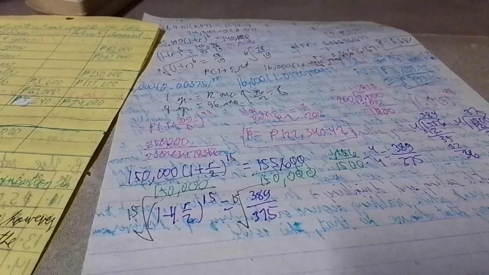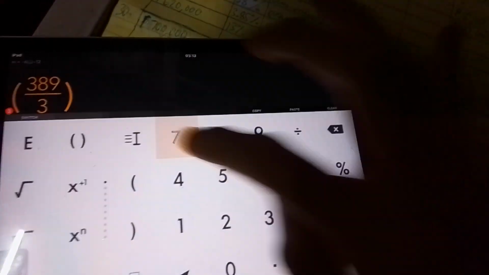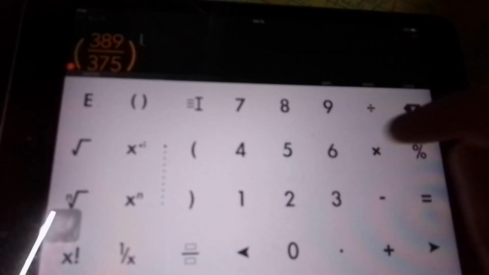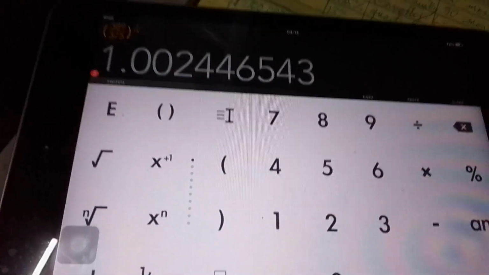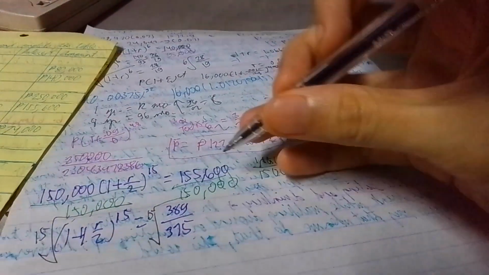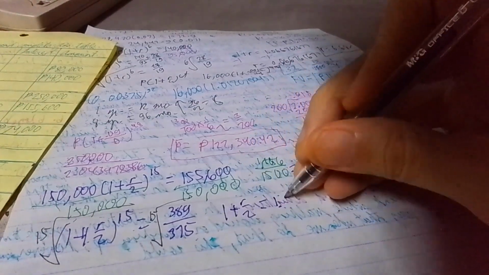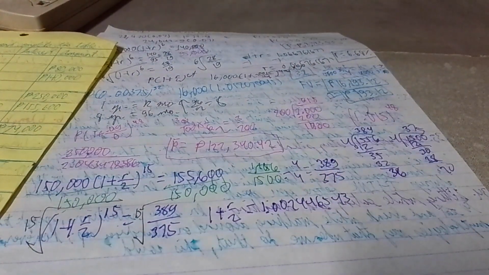Pero let's say, just what I said, if in case your calculator does not have anything like that, this is what you would rather do. Put the fraction of 389 divided by 375 and then raise it to a fractional exponent. So, 1 over 15 to give you 1.002. So, that should be your answer. So, now after taking the root of that, we should get 1 plus r over 2 is equivalent to 1.002446443. Hey, did you know this implies the application of rational equations?